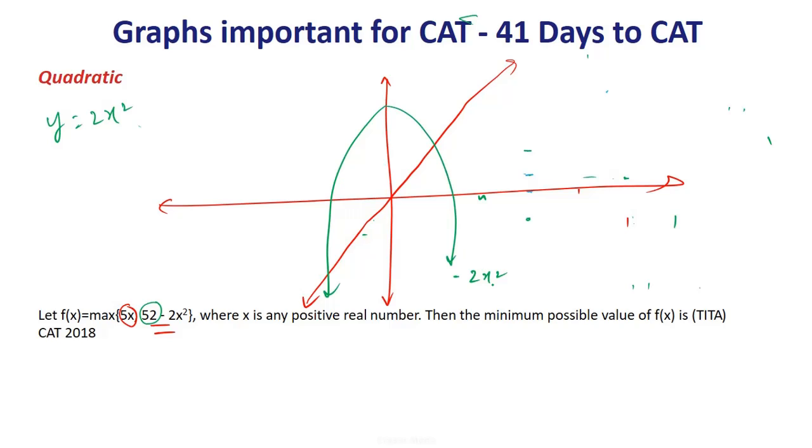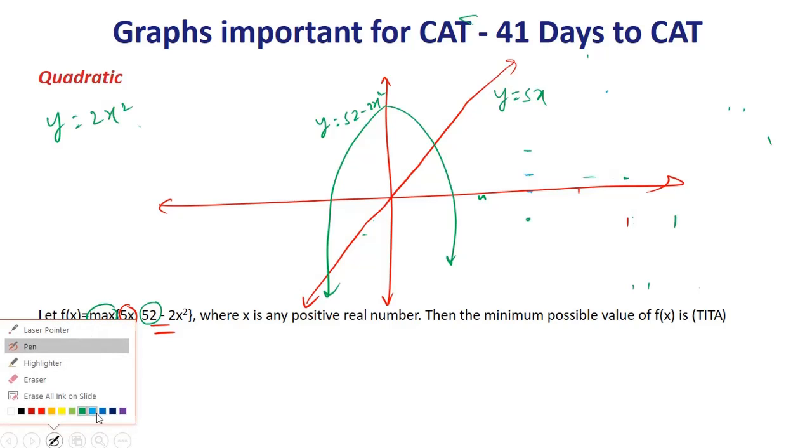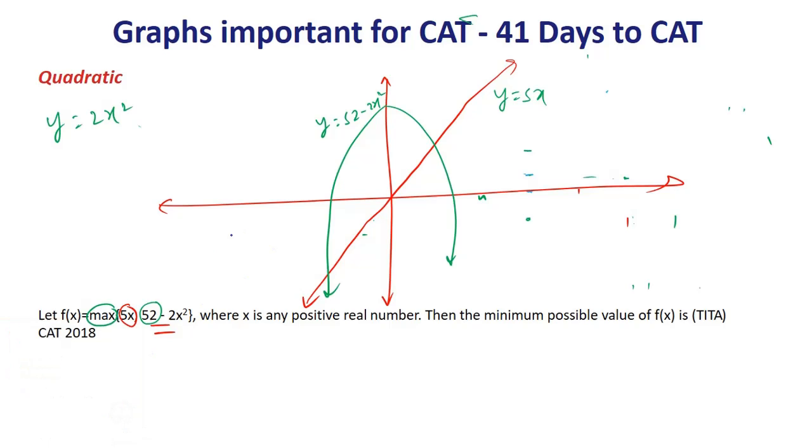Right? So I have two graphs. This is y is equal to 5x and this graph is y is equal to 52 minus 2x square. I have to get the maxima of both. Let's see, it's a beautiful graph that we are going to get. So see, from this point onwards, maxima is the straight line. From this point to this point, maxima is the quadratic bit. So you draw the quadratic here. And again from this point onwards, maxima is the straight line.